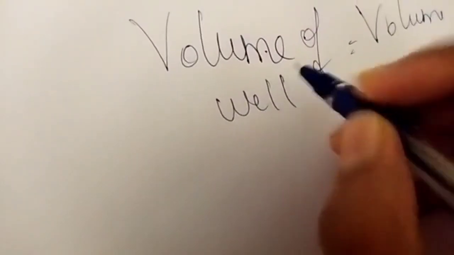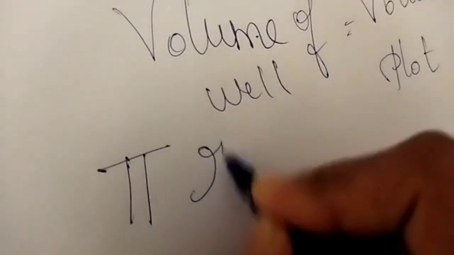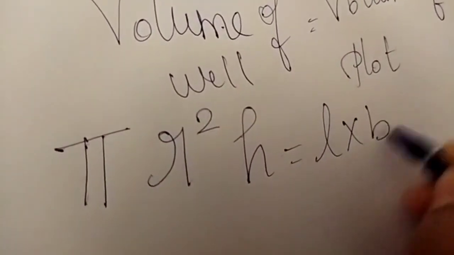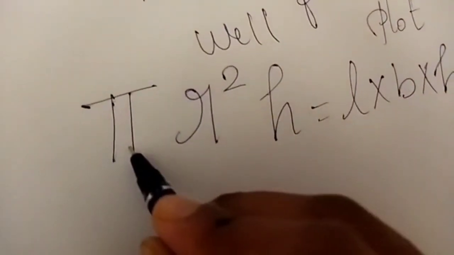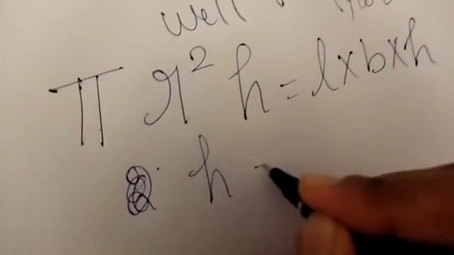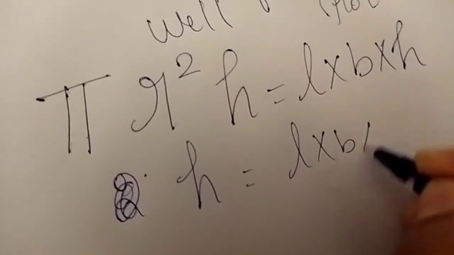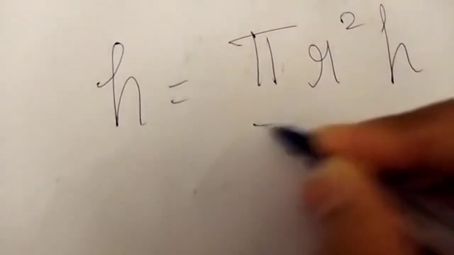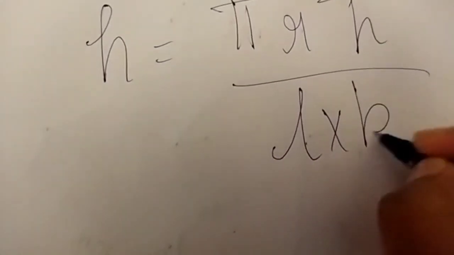Then what is the volume of a cylinder? Pi r square h. And the volume of the plot: the plot is in the form of a cuboid, so L into B into H. Pi is 22 by 7. So we need the height of the plot, H, which is equal to pi r square h divided by L into B.